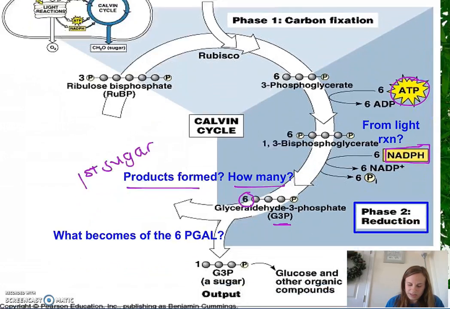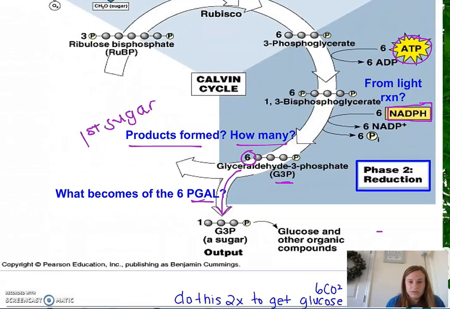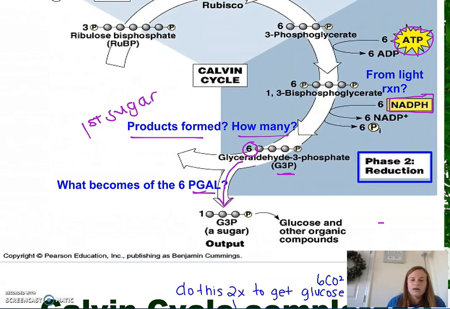What becomes of these 6 G3Ps, which is also called PGAL? One of them is going to be used to make glucose, so it's going to be used as an output, but 5 of them are going to be recycled into the Calvin cycle. Those 5 3-carbon sugars are going to be rearranged into 3 5-carbon sugars, those ribulose bisphosphate that we started out with.